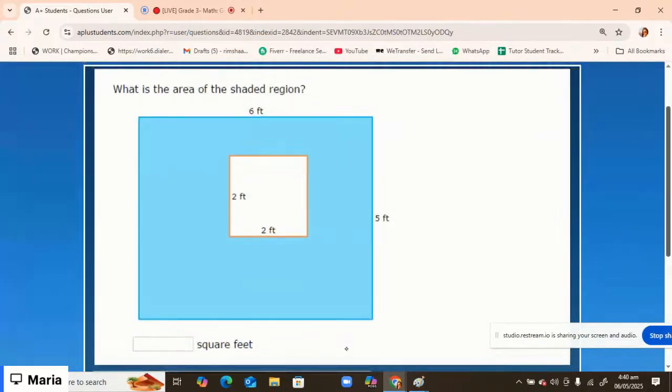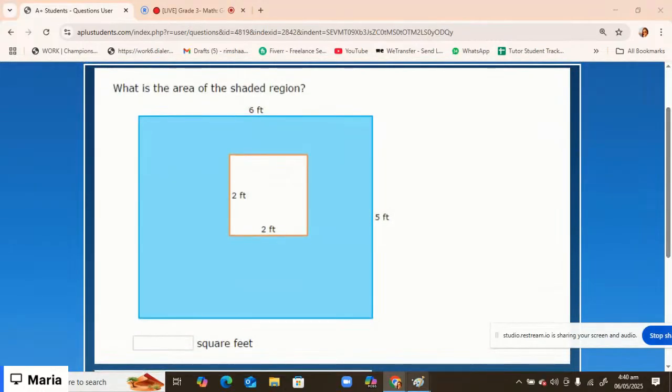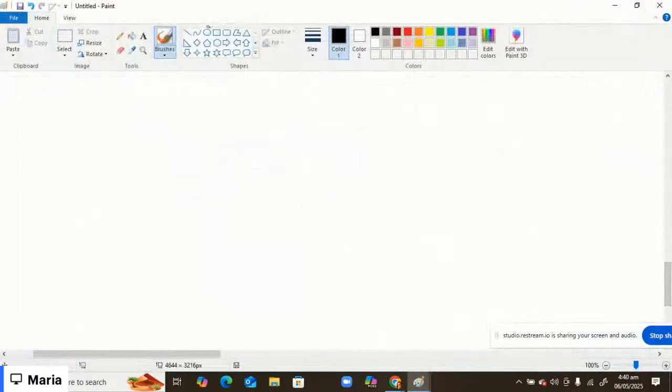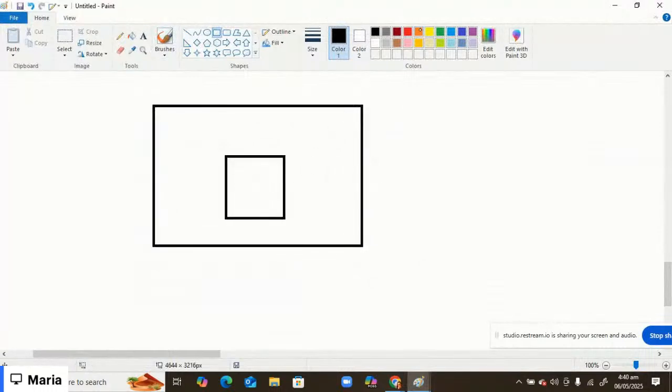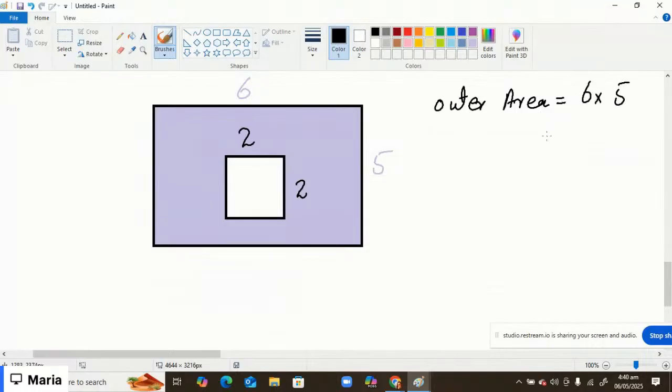What is the area of the shaded region? 6, 5, and then 2 and 2. Let's do it. Okay. 6 and 5, and here it's 2 and 2. So this is 6, 5, here it's 2 and 2. So what is the outer area? 6 times 5. What's the answer? Everyone tell me please in the chat. What is the answer then?